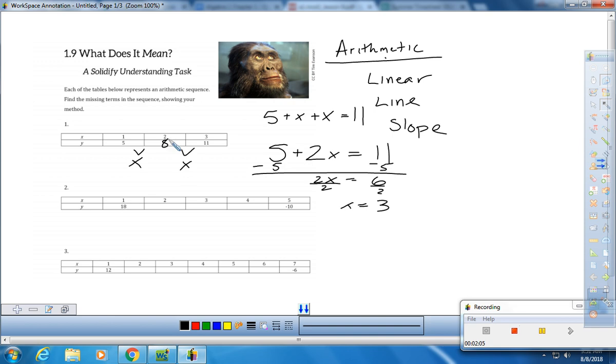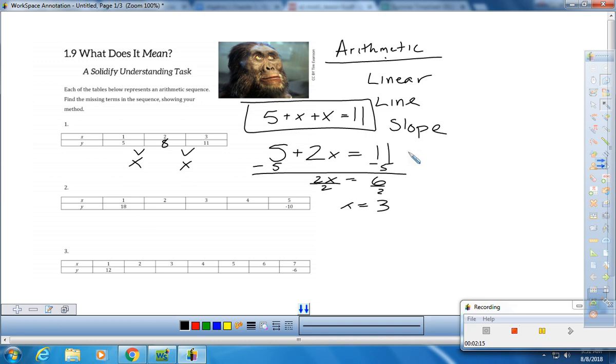We did it right. Could we have done number 1 without using an equation? Of course we could have. We don't need this equation. But the thing about algebra is it's teaching you how to make predictions. And sometimes it's quickest to make predictions using algebra, using equations.